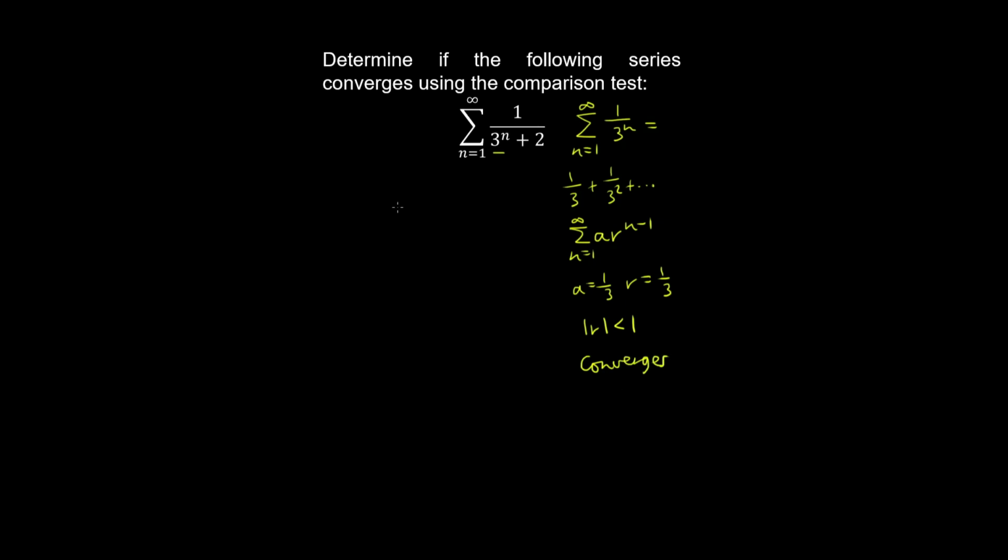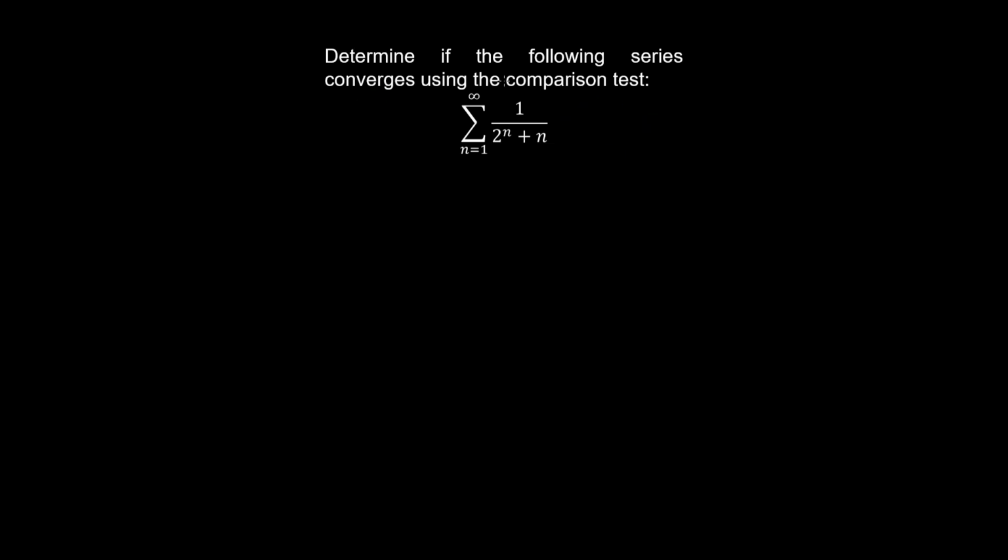Now if we compare each term of both series, we can see that the terms in the first series are always less than the terms in the second series, for all n. So because of this condition, and because this series converges, then this series here also converges.